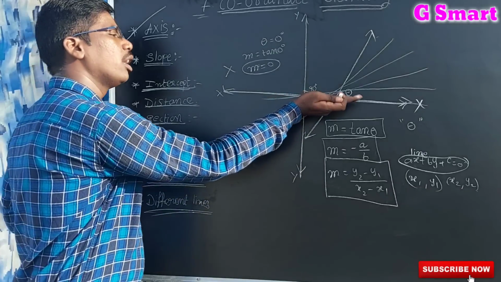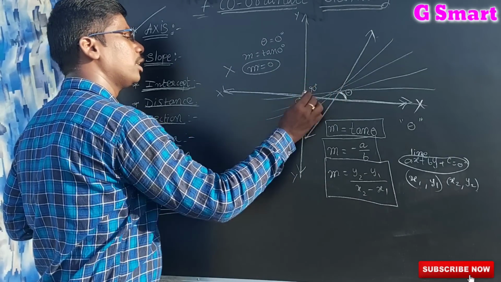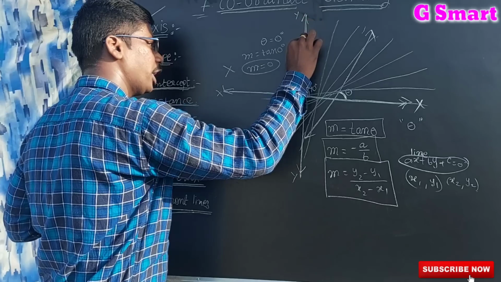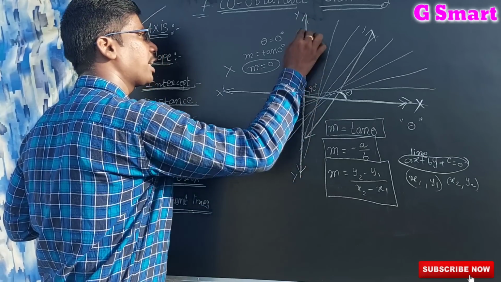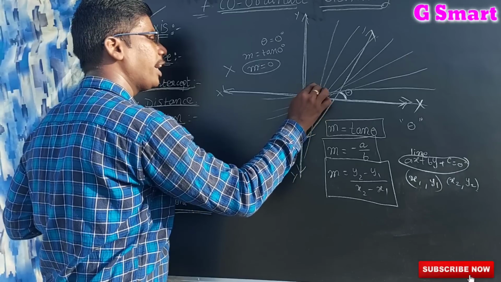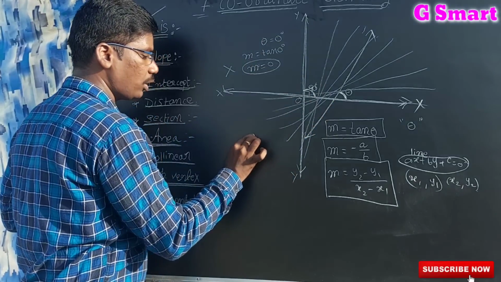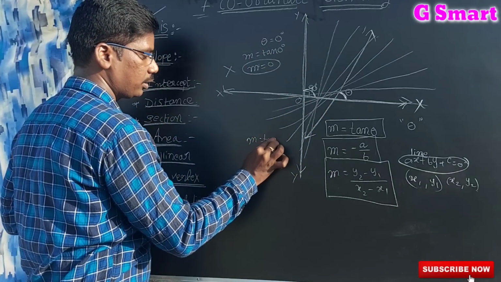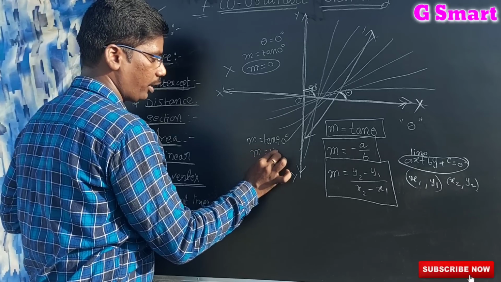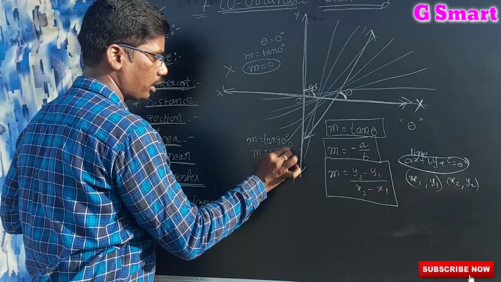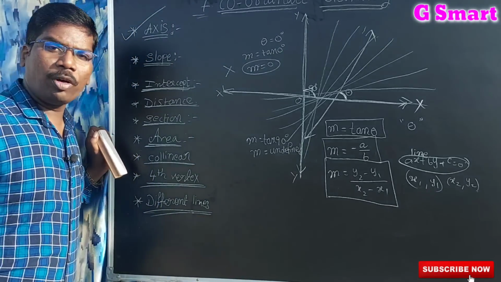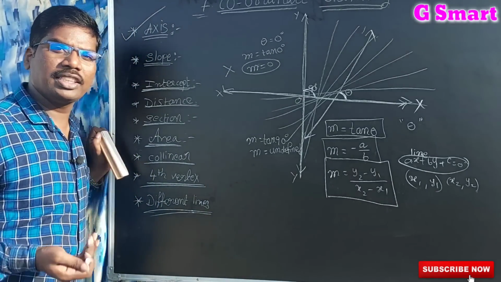If the line is moving towards the y-axis, like this, sometimes it may coincide with the y-axis. So we are making an angle here. What is the angle? 90 degrees. So m is equal to tan 90 degrees. m is equal to undefined, or we can say infinite. So the slope of the line is undefined, the slope of the line is infinite.